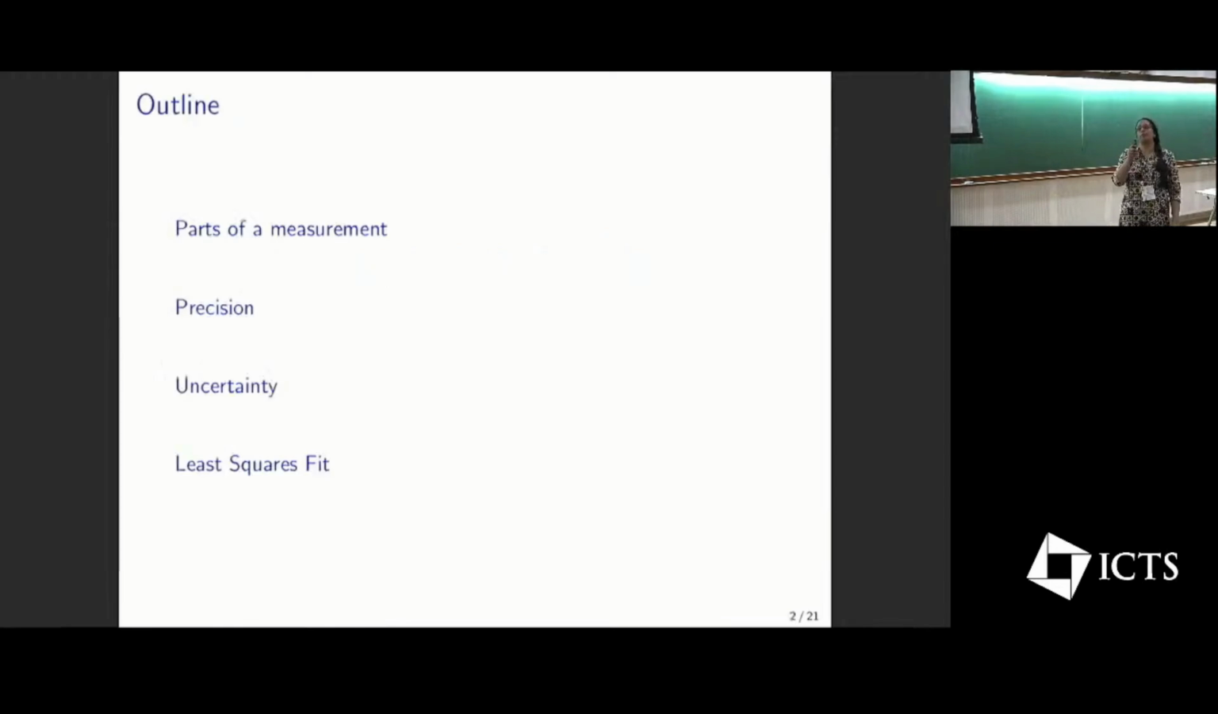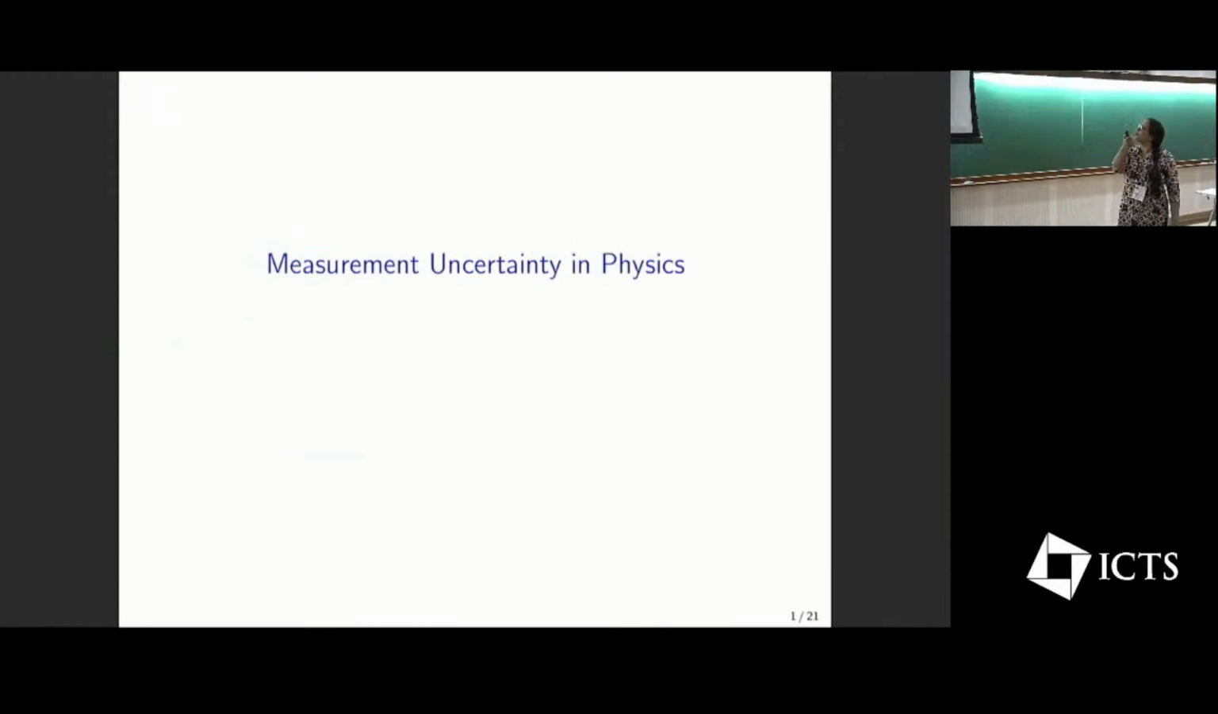So where should I point this? Oh, this way, okay. Oops.